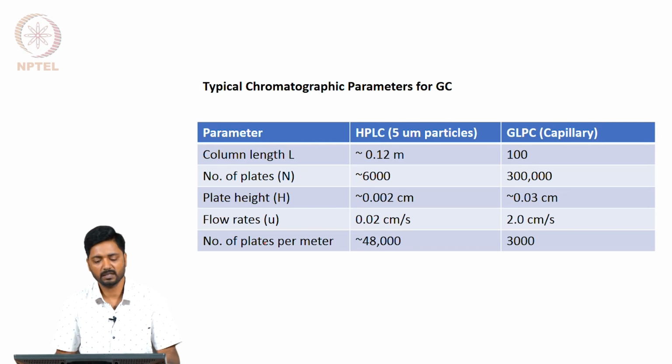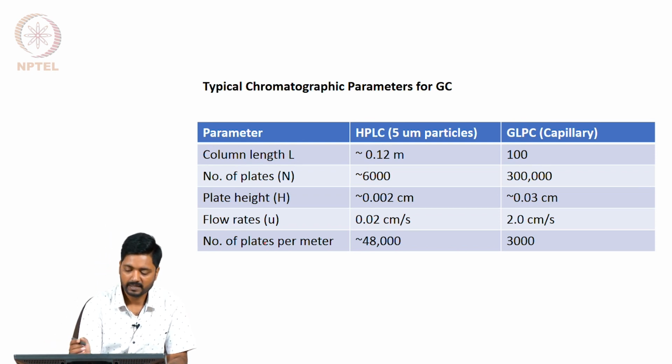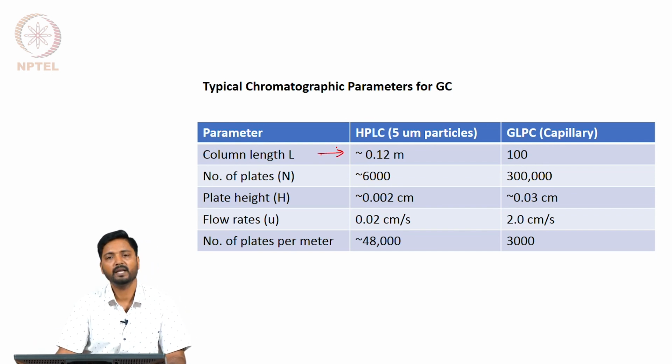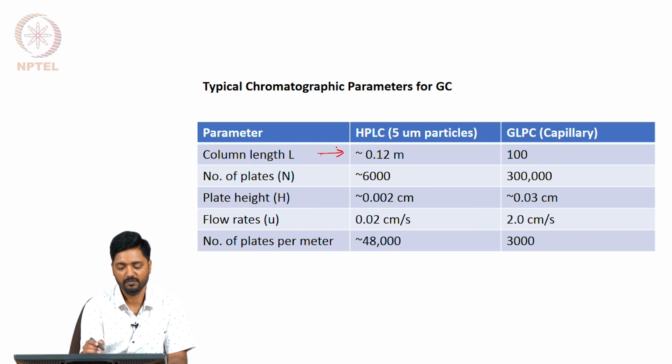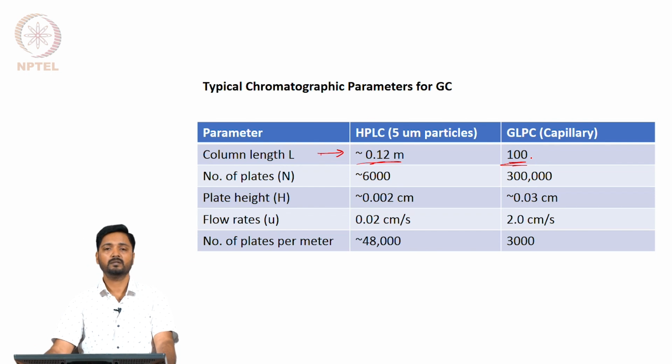Let us look at the typical parameters in gas chromatography and contrast them with high performance liquid chromatography, which we discussed in the previous lecture. So, the column lengths in these two techniques are widely different. In high performance liquid chromatography, we use much shorter columns compared to gas liquid partition chromatography, or gas chromatography, where column lengths of up to 100 meters are available commercially.